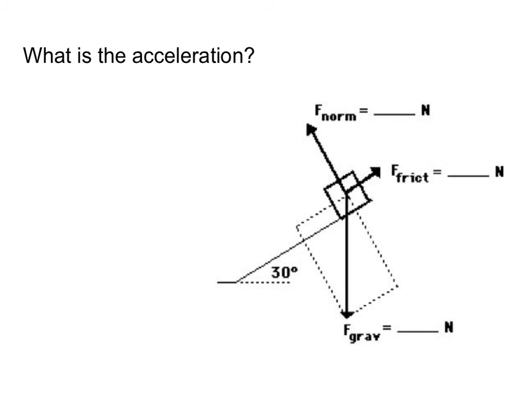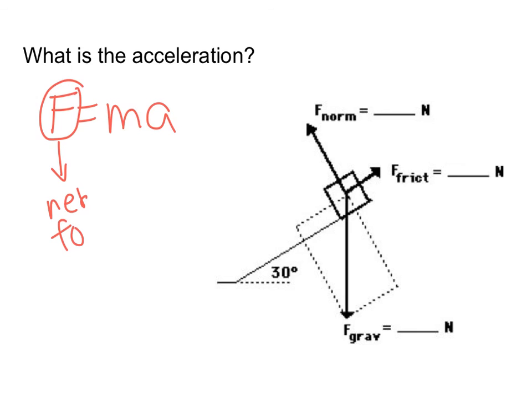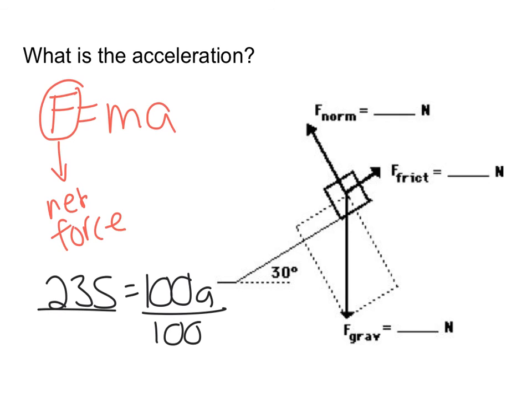And the last part, what is my acceleration? So remember, I would use Newton's second law, F equals ma. So what should I use for this force here? We should be using the net force, which we figured out from the previous slide. So let's plug in our numbers. I have 235 equals my mass times acceleration. So for my answer, I'm going to get 2.35 meters per second squared.